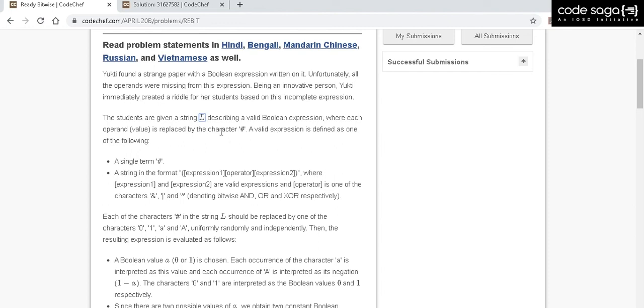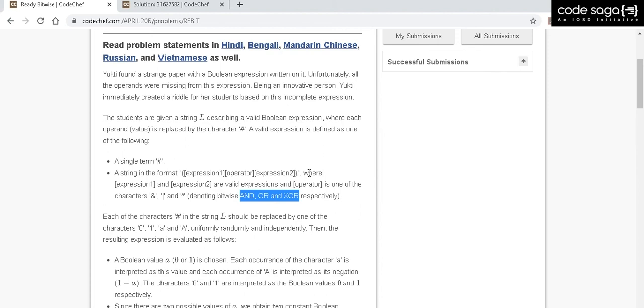Basically, you're given a string L where each operand has been replaced by the character hash. Hash here is an operand, which is the value. There is x and y, for example. So x has been replaced by hash and so has y. We're given 3 operators, AND, OR and XOR. I'll explain to you what each of these are. I assume you already know about it, but I'll still go over them.